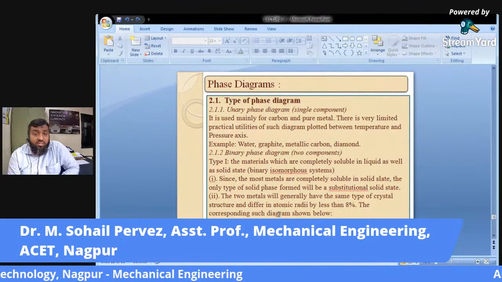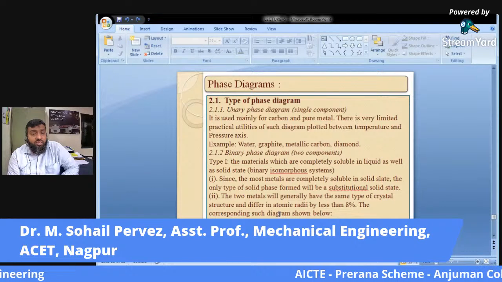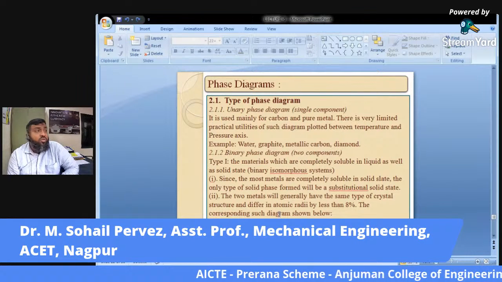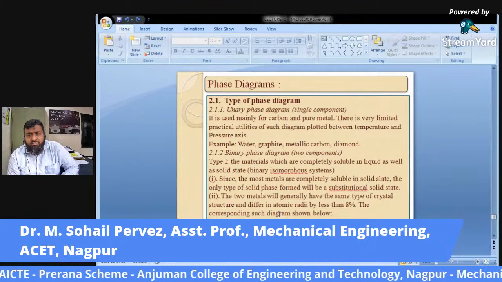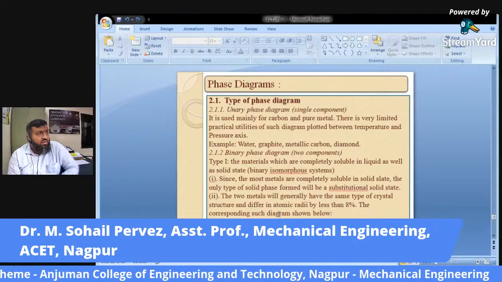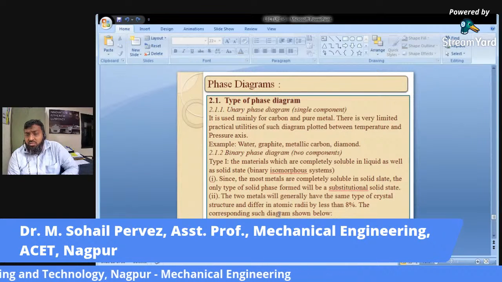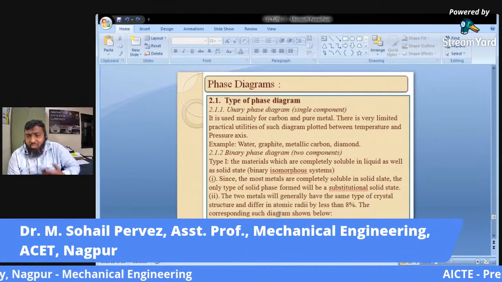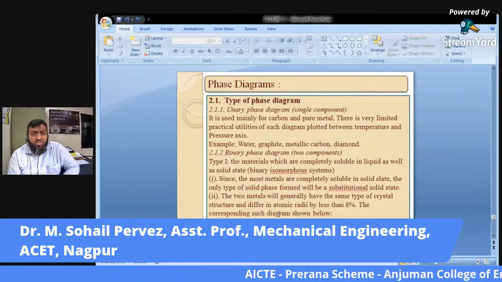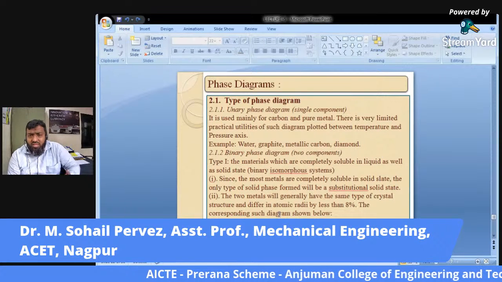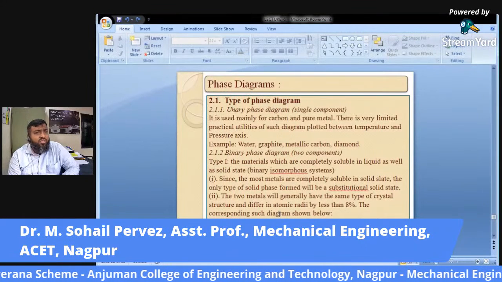Again, the types of phase diagram are single component and multi or two component. Generally single component is used for carbon and pure metals, which are nowadays not in very common use, because we mostly go for compositions of two or more elements. Still, examples of single components are water, graphite, metallic carbon, diamond, etc.